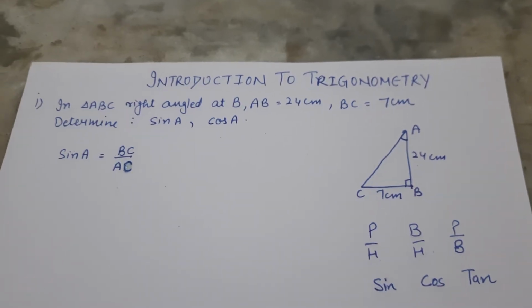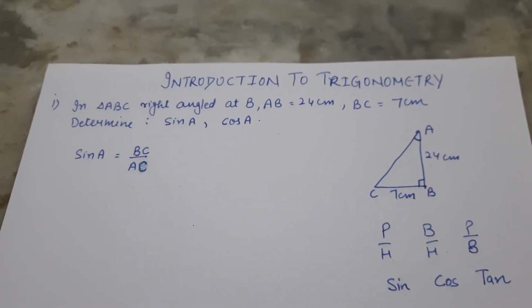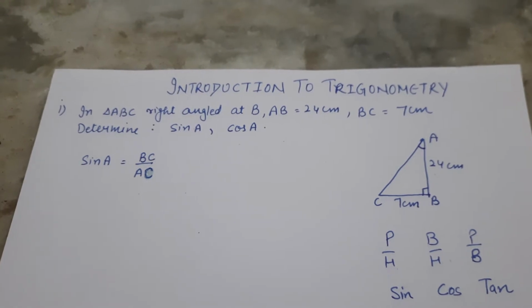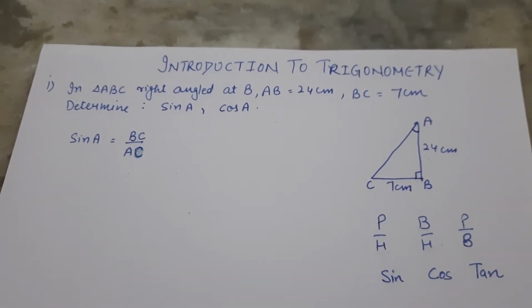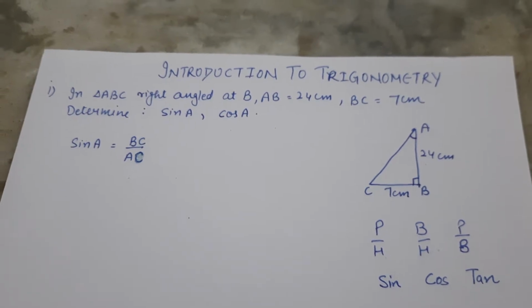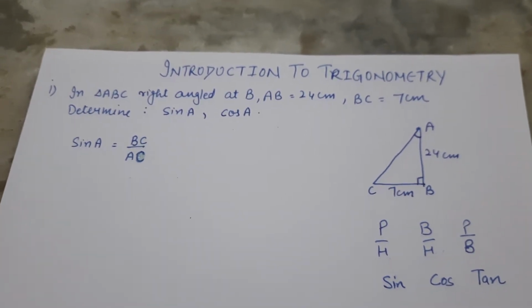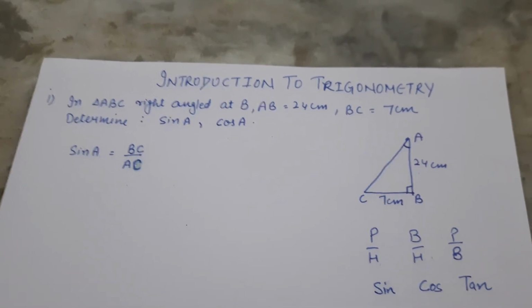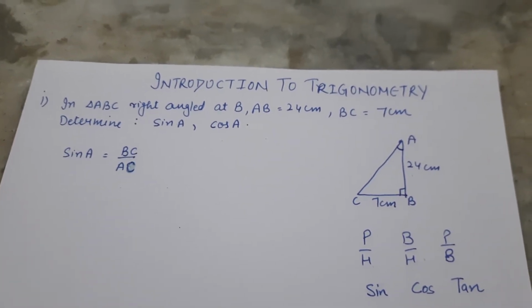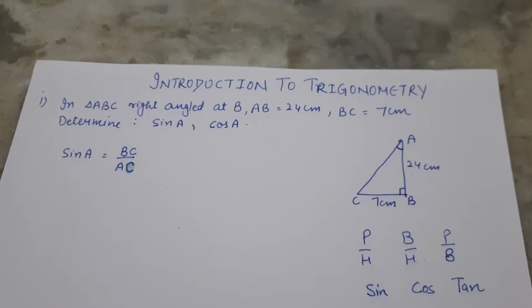Hello friends, today we are going to do some problems based upon Introduction to Trigonometry. Here you can see a right angle triangle ABC, which is right angled at B. AB is equal to 24 centimeter, BC is equal to 7 centimeter, and we have to find sin A and cos A.